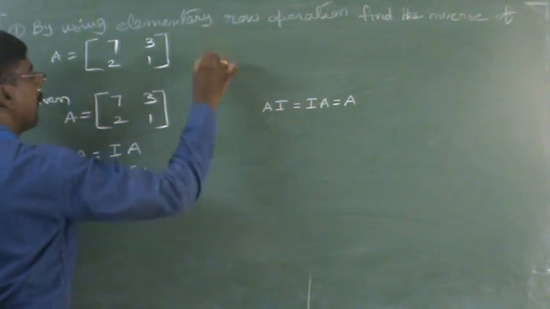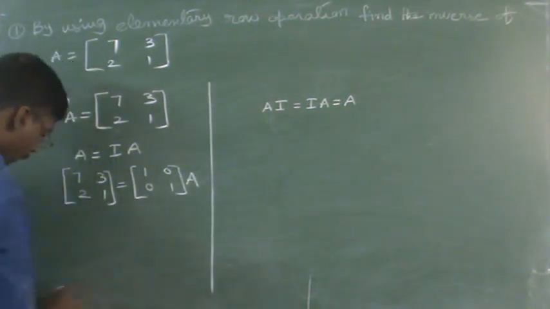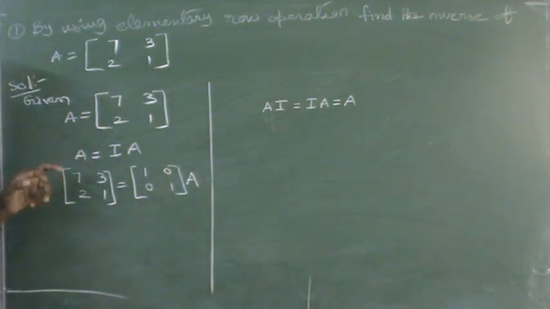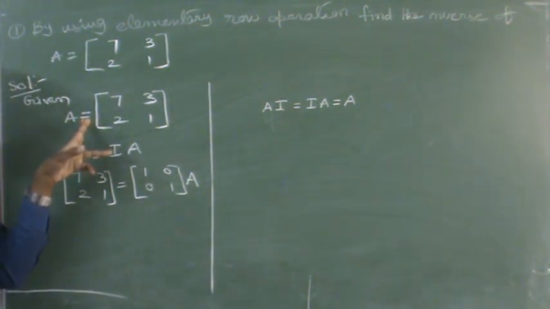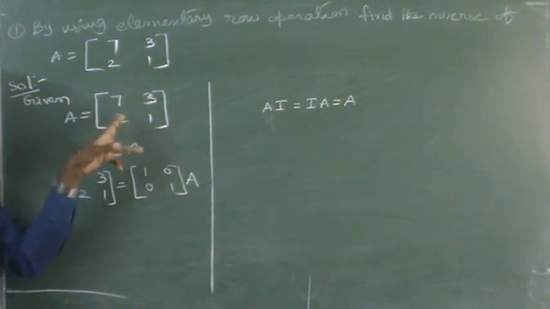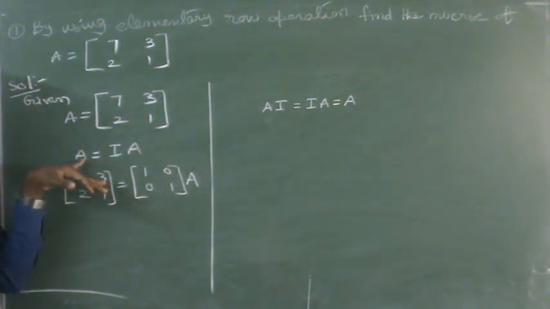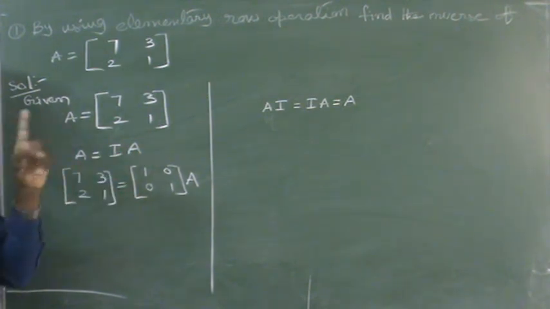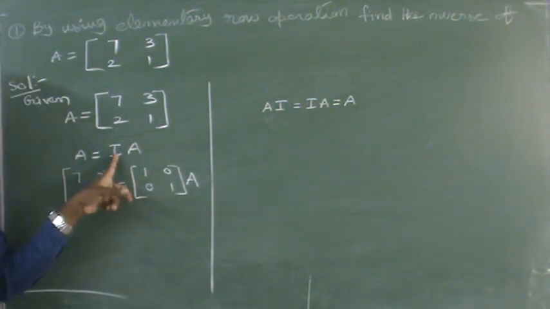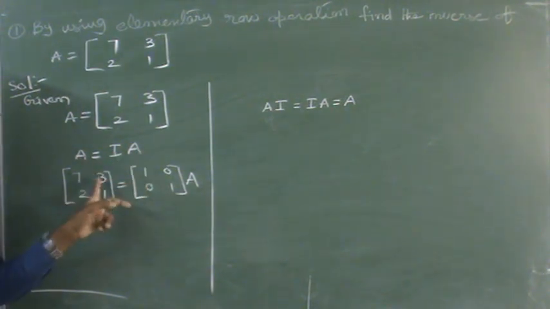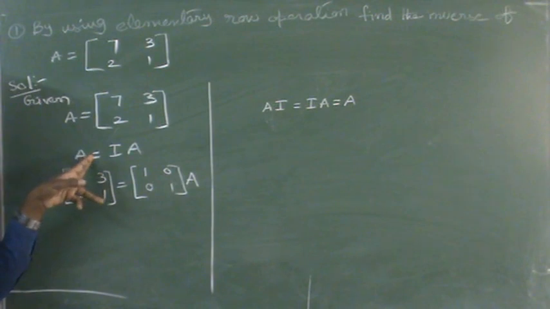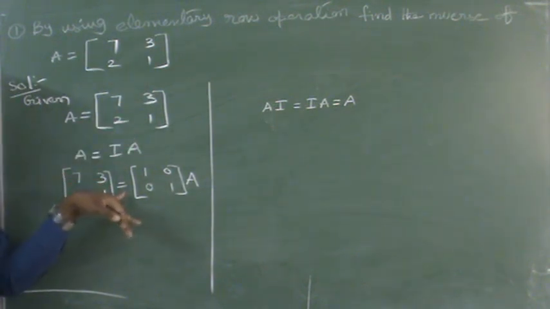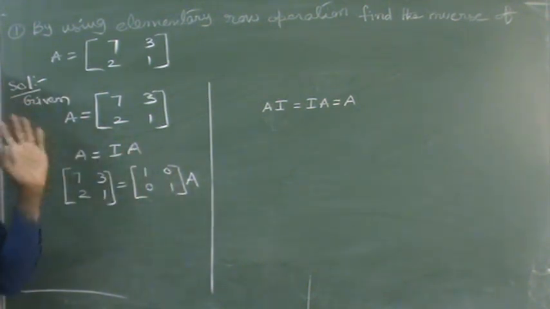I think you understand the steps I got very clearly. This is the given matrix A, 7, 3, 2, 1. Any matrix multiplied with the unit matrix gives the same matrix. So I is the unit matrix, and I into A gives the same matrix A. What is matrix A? 7, 3, 2, 1. What is the unit matrix? 1, 0, 0, 1. I am writing matrix A as it is here.